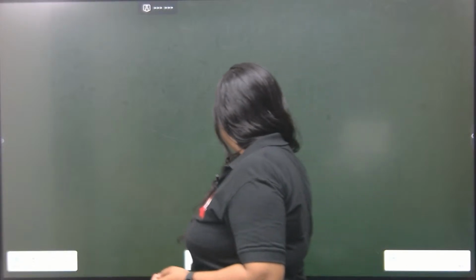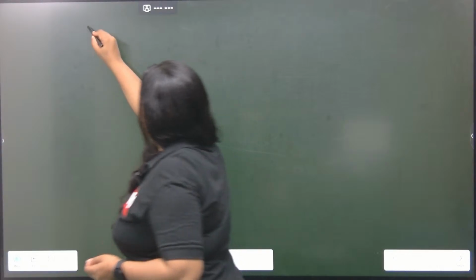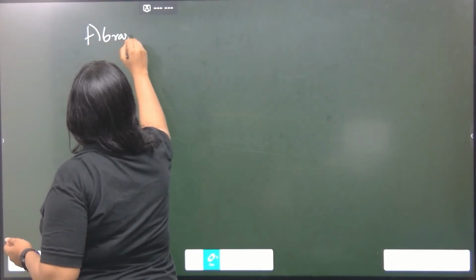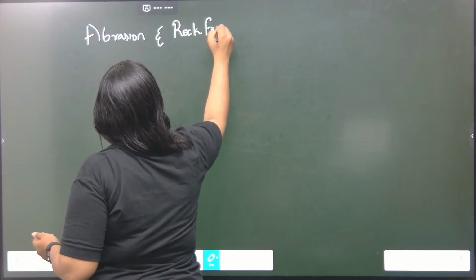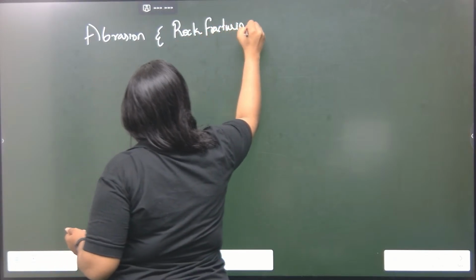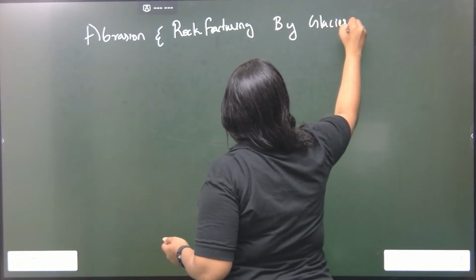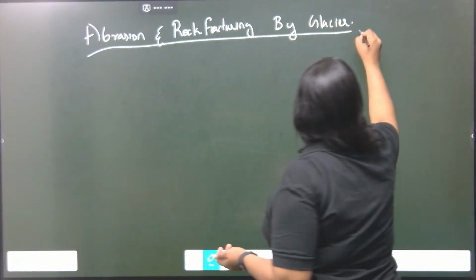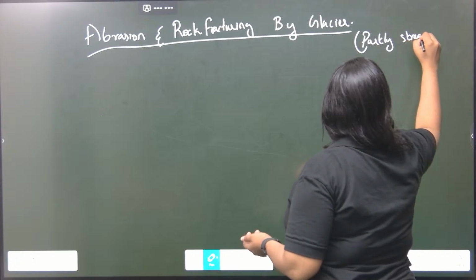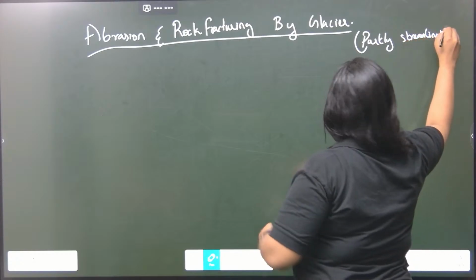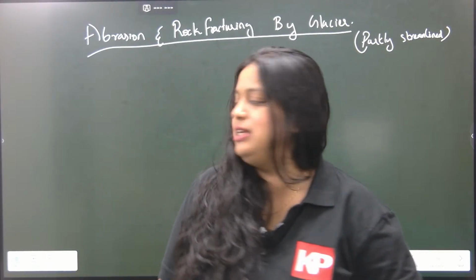Now the next one is abrasion and rock fracturing by glacier ice. These landforms are partly streamlined. So the first terminology is cirque.